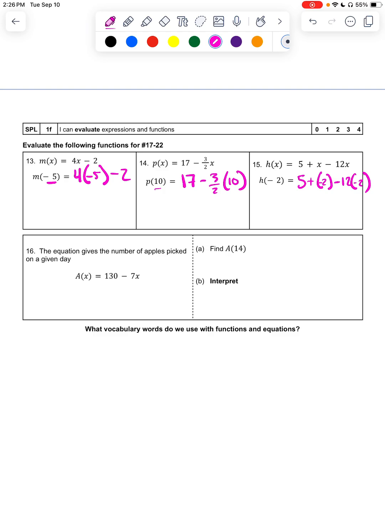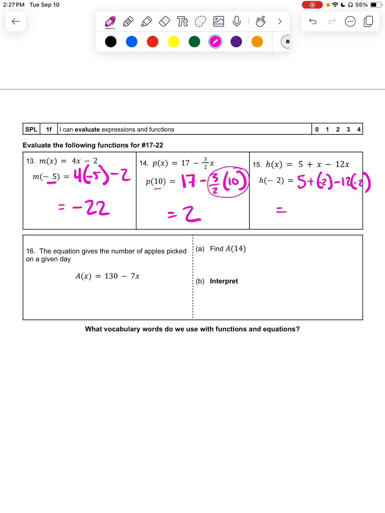Then it's time to calculate. Of course, you're able to use your calculator for any of these, but 4 times negative 5 is negative 20, minus 2 is negative 22. Order of operations says we have to multiply this before I can do the subtraction. 3 halves of 10 is 15. 17 minus 15 is 2.